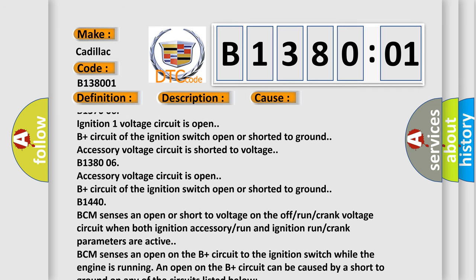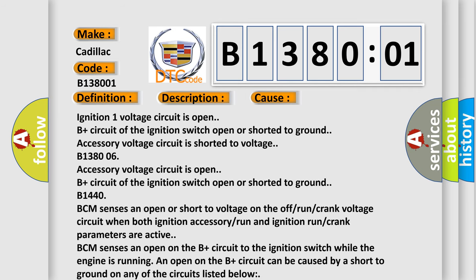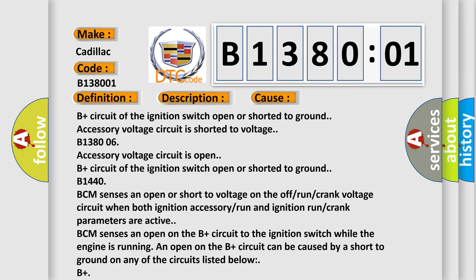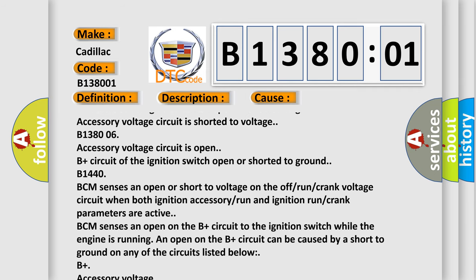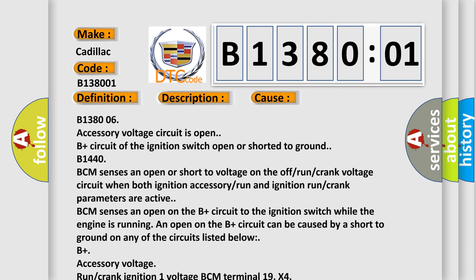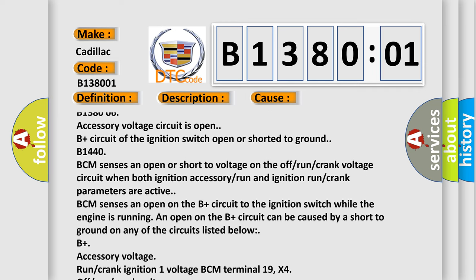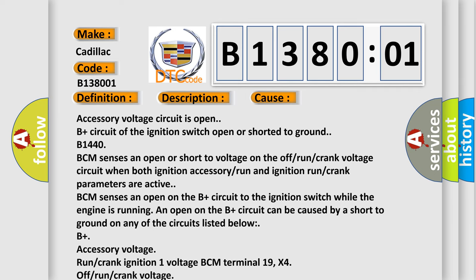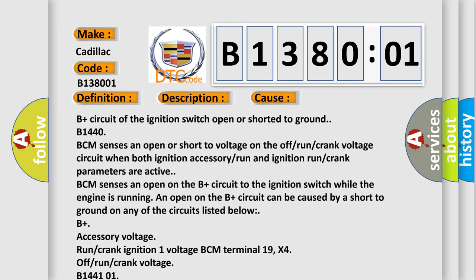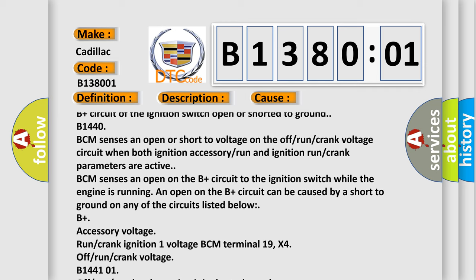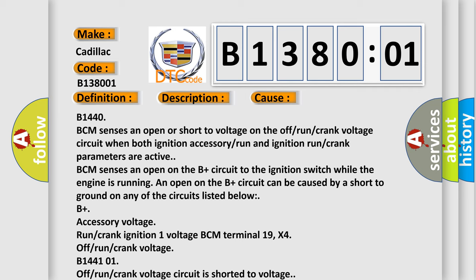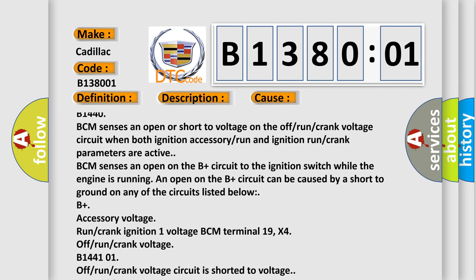B1440: BCM senses an open or short to voltage on the off-run crank voltage circuit when both ignition accessory run and ignition run crank parameters are active. BCM senses an open on the B+ circuit to the ignition switch while the engine is running. An open on the B+ circuit can be caused by a short to ground on any of the circuits listed below: B+, accessory voltage, run crank, ignition 1 voltage, BCM terminal 19x4, off run crank voltage. B1441-01: off run crank voltage circuit is shorted to voltage. B1441-06: off run crank voltage circuit is open.